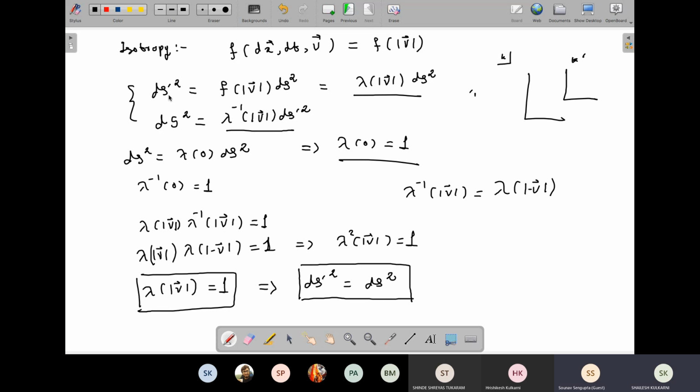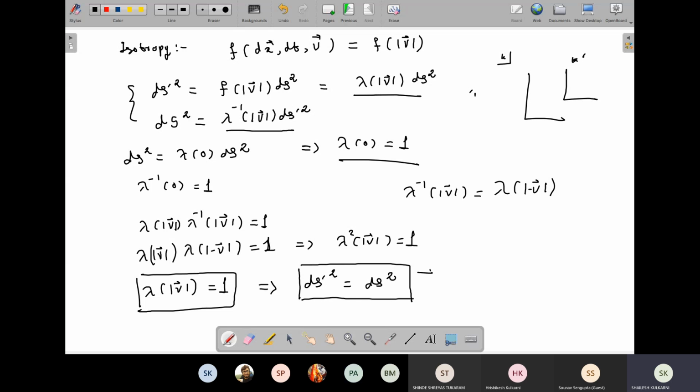We are just saying this is a distance, so it has to be a distance in another frame. So the order of the differentials dt and dt prime must be the same. So this is what we have by demanding the constancy of light.